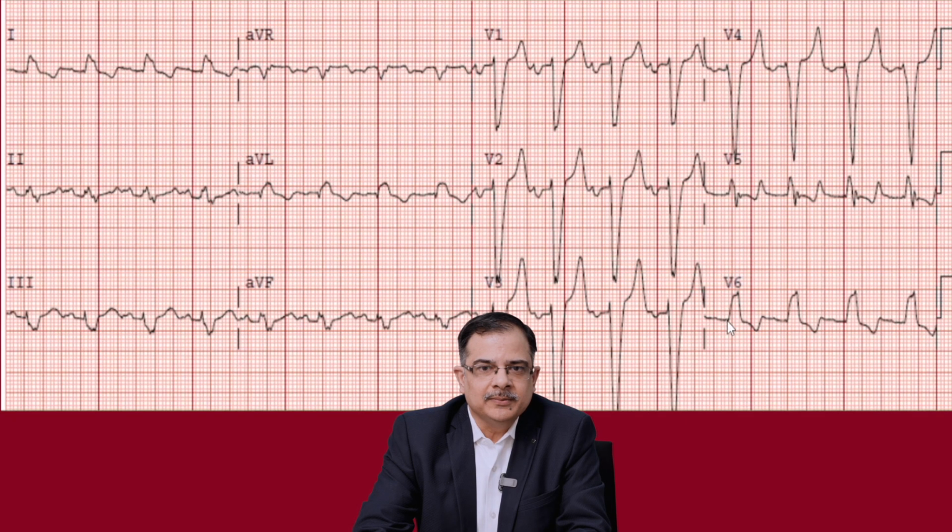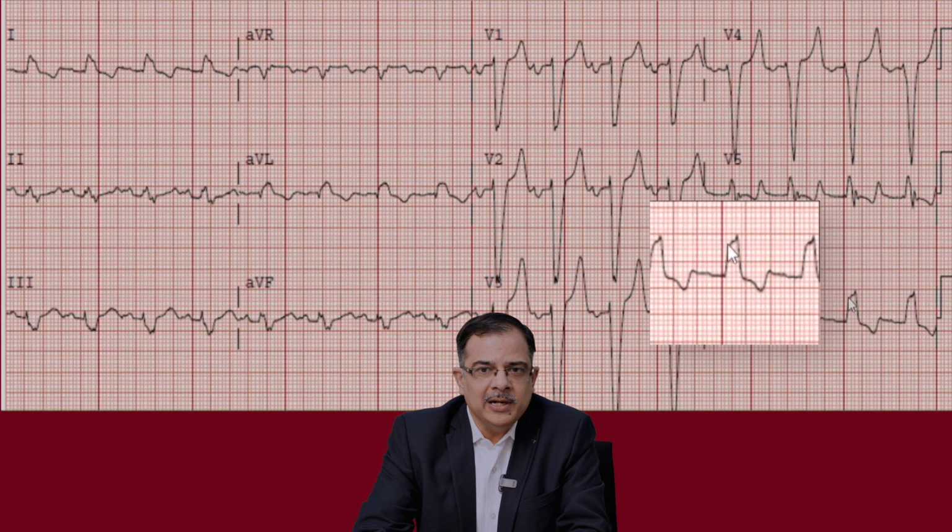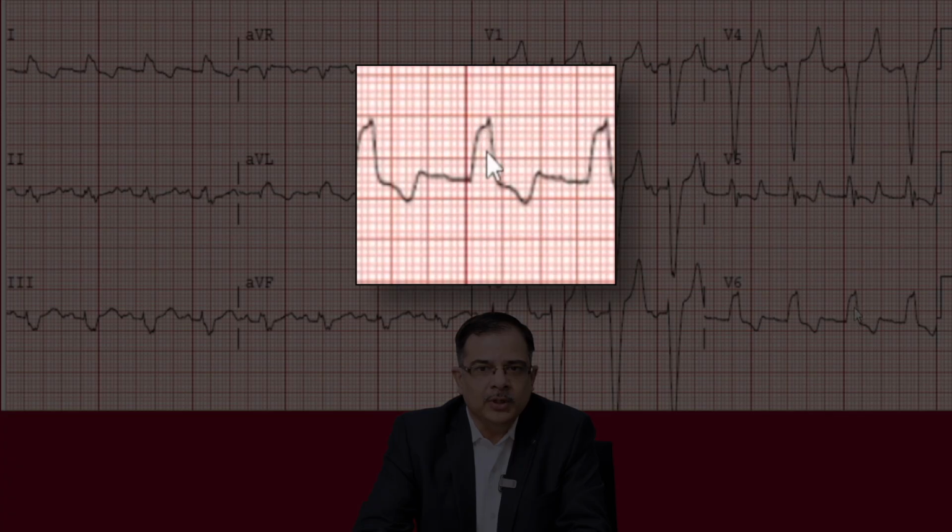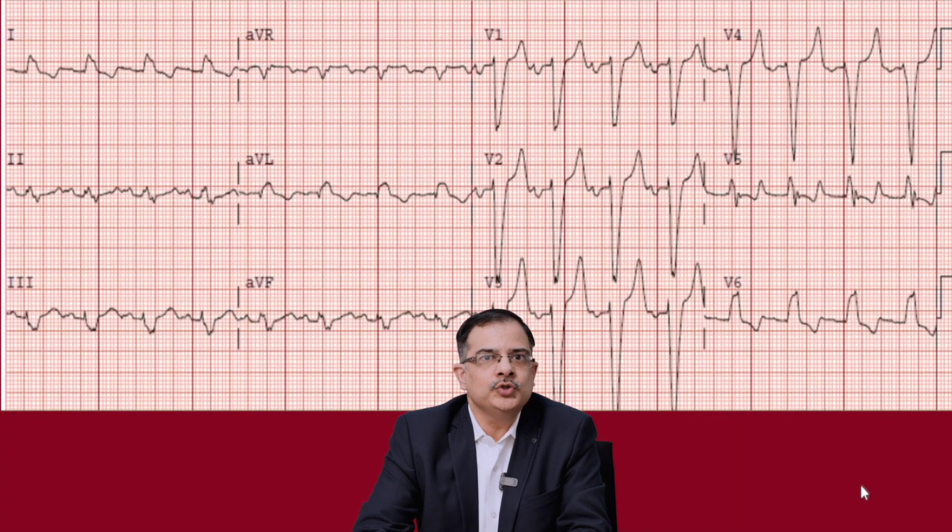So this is V6. You can see the initial normal Q wave is absent here, and the QRS complex is wide. It is almost 4 mm; normally it is less than 3 mm. And there is a slurring of the QRS complex, not a typical M pattern, but you can make out that there is a slurring of the QRS complex here. This is typical of left bundle branch block.